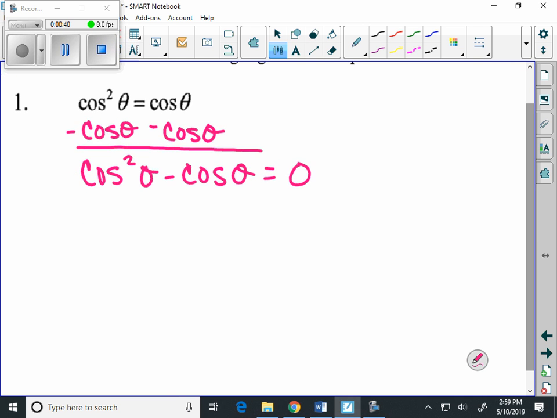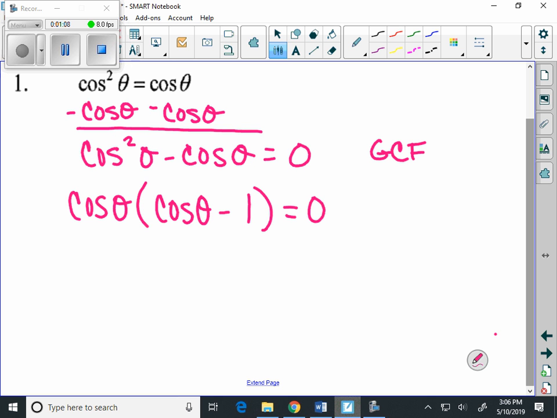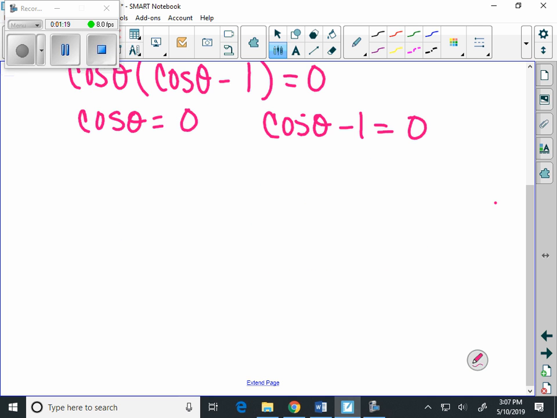The method of factoring that we're going to use on this particular problem is the greatest common factor. So we're going to factor out a cosine of theta. When we factor out that cosine of theta, we're left with cosine of theta times cosine of theta minus 1 equals 0. Now that we have this in factored form, we're going to set cosine of theta equal to 0 and cosine of theta minus 1 equal to 0, and we're going to solve.